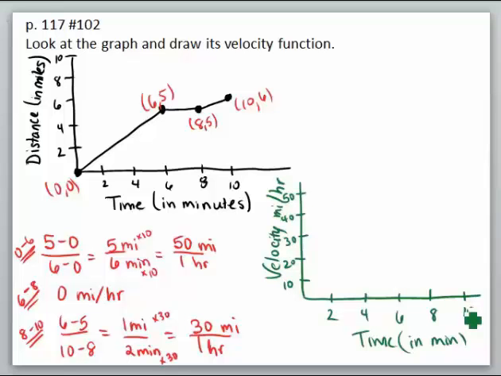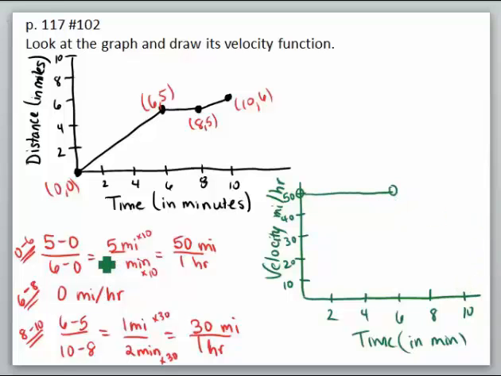Now remember, things are not differentiable at endpoints and corners. So I've got things that are not differentiable, so I'm going to have some holes on my graph. So when I create this, from 0 to 6 minutes, I'm traveling 50 miles per hour, and it's a constant rate, so 50 miles per hour from 0 to 6 minutes.